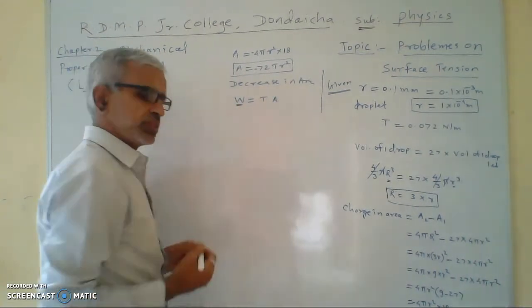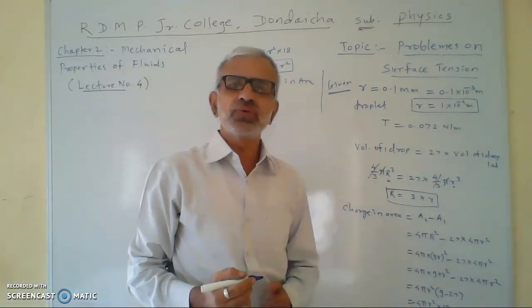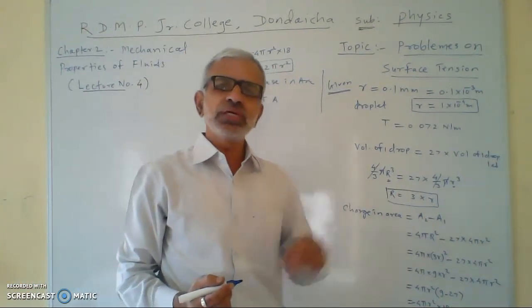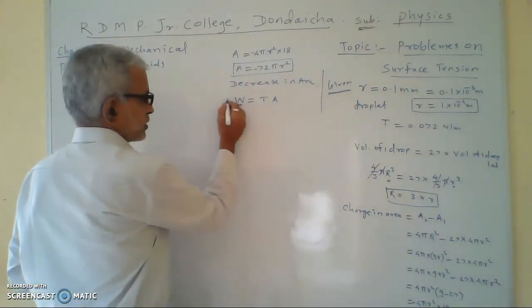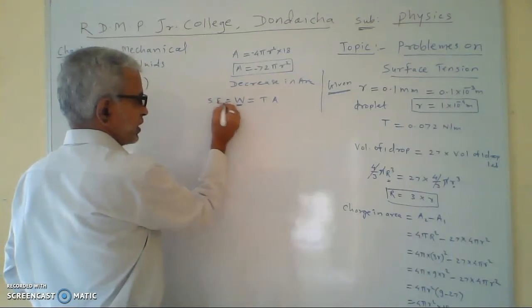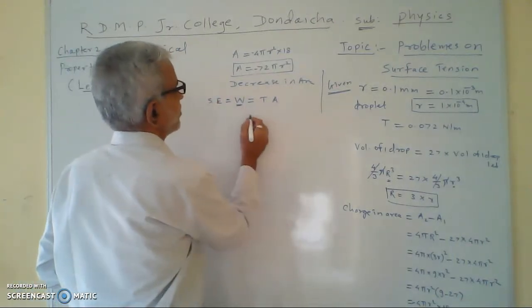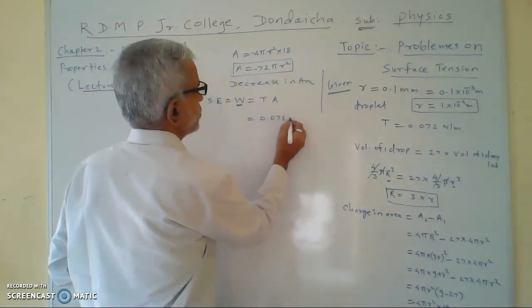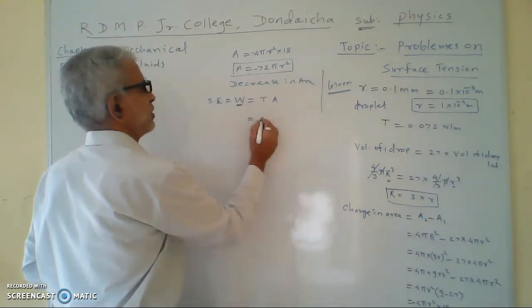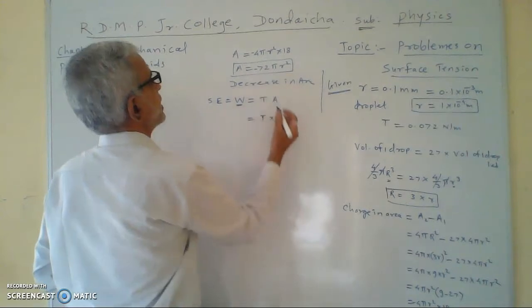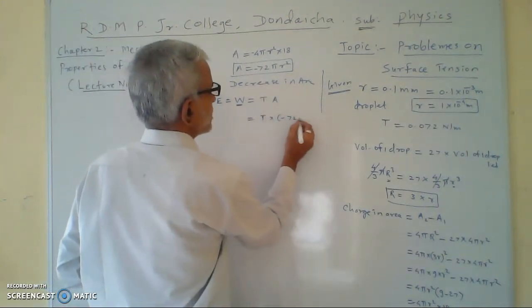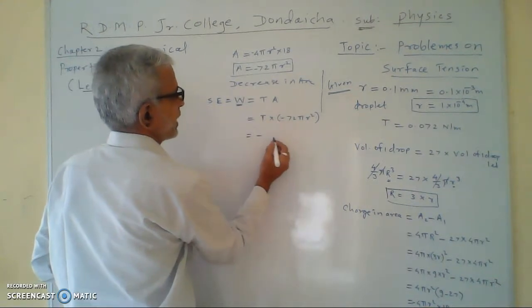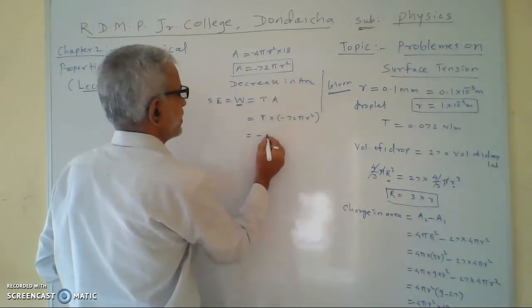This W is energy, meaning work done is stored in the form of energy, and so we find W, and that will be energy. So surface energy is equal to T multiplied by A. T is 0.072, and first we write here the area, minus 72 pi R square. So it is minus T, put the value of T.